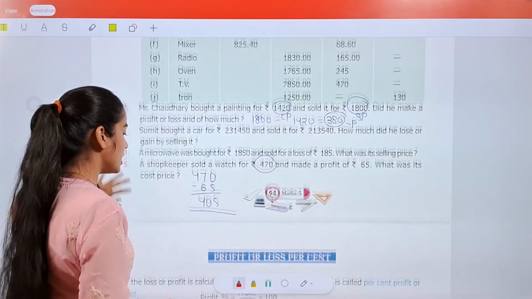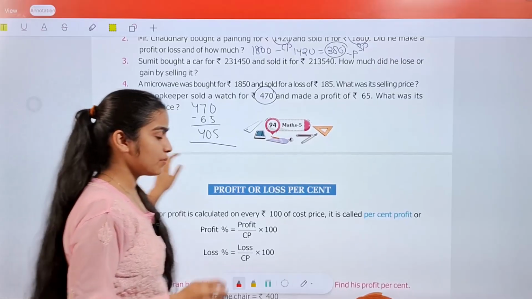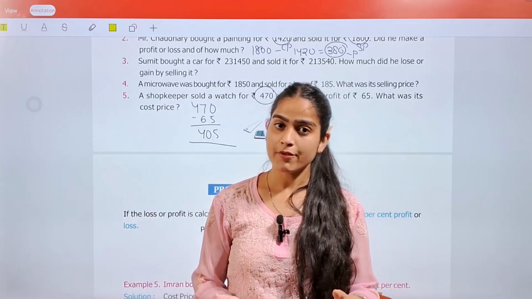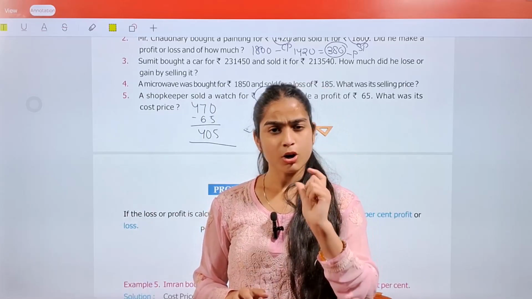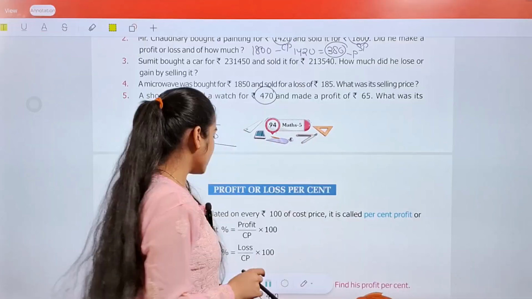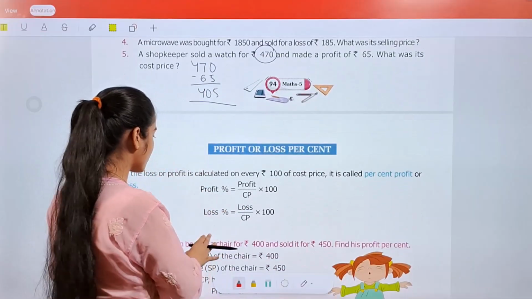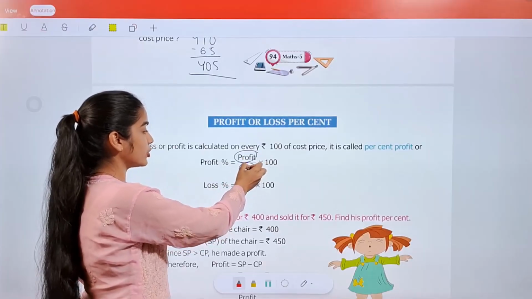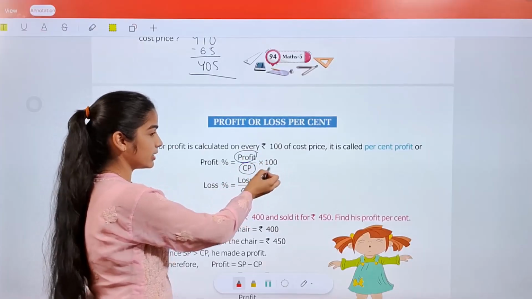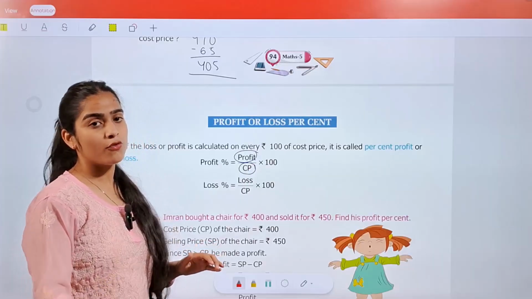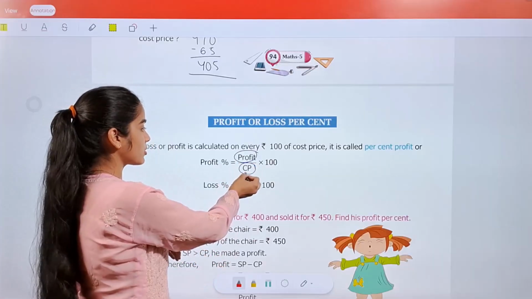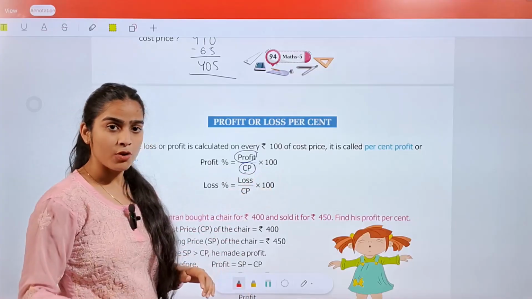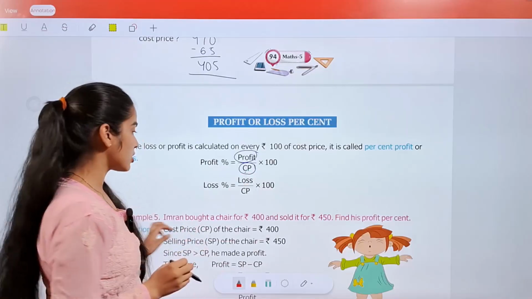Okay, now profit and loss percentage. We have already studied percentage in our previous classes, children. Now what we have to do, first of all, is find out the loss or profit. Then the formula for the profit percentage and loss percentage is this: profit as a numerator, cost price as a denominator, and we multiply it with 100 because percent means out of 100. So profit upon cost price multiplied by 100, loss upon cost price multiplied by 100. These are your formulas for the profit percentage and the loss percentage.